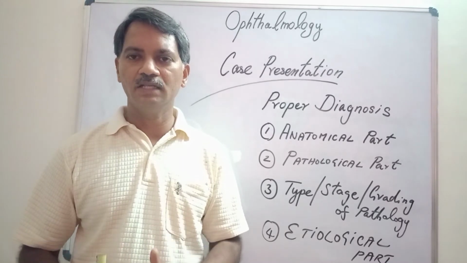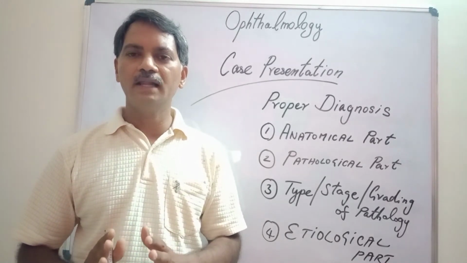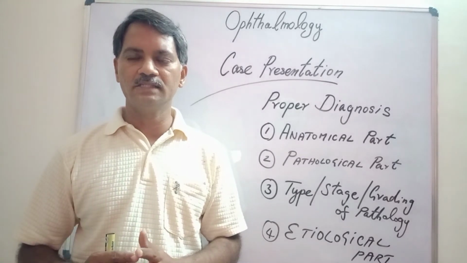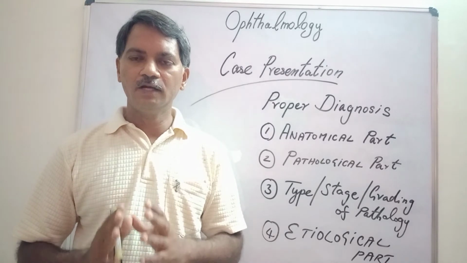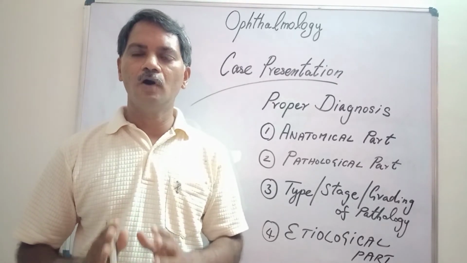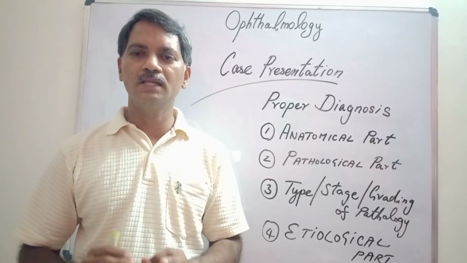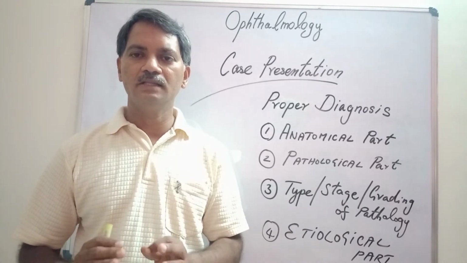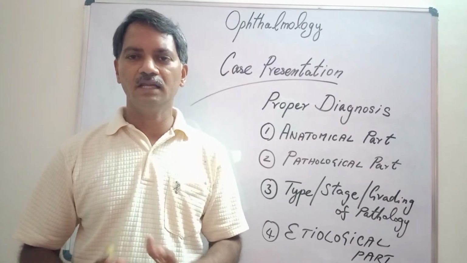Last but not the least, the diagnosis should include what led to this pathology. That is the etiological component. So, a diagnosis should have all these 4 components. If any one is missing in your diagnosis, then your diagnosis is incomplete and inaccurate.